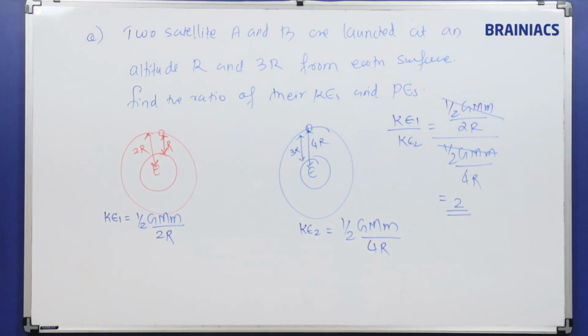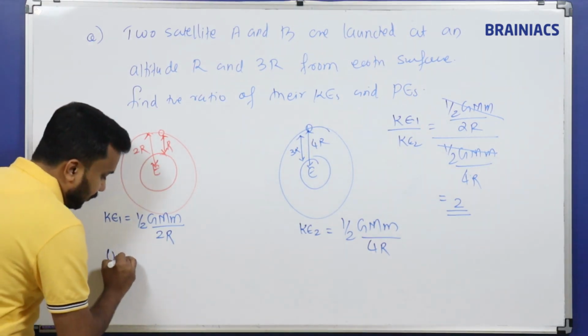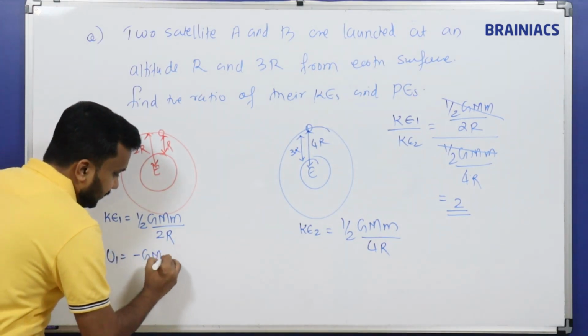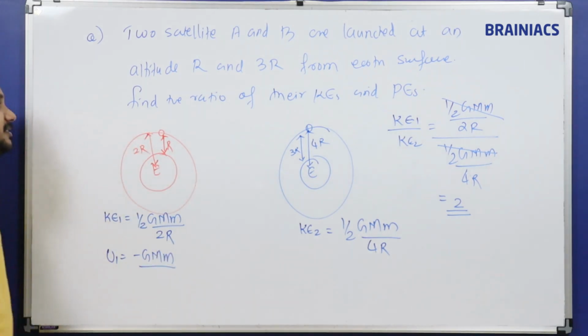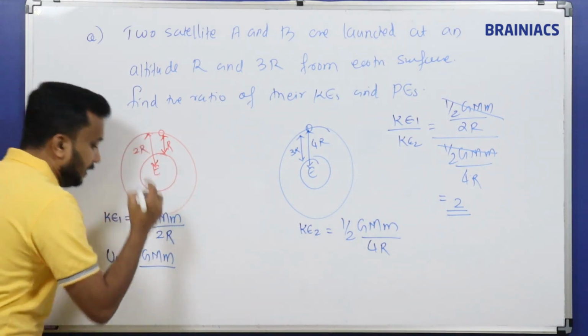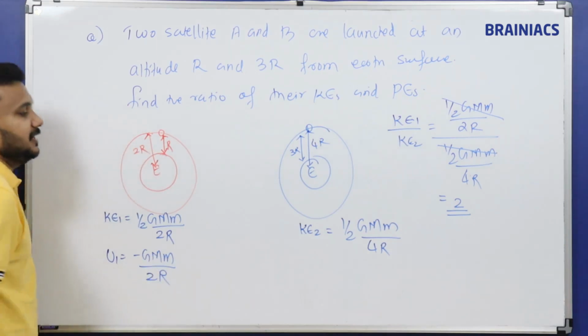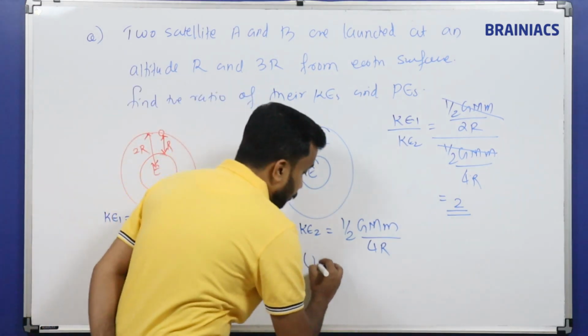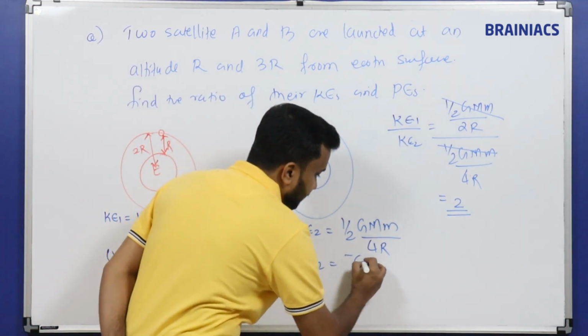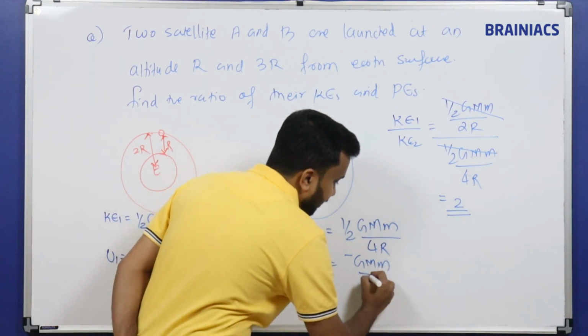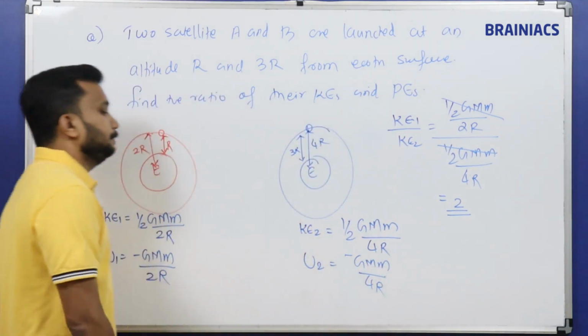Answer is 2. I am writing potential energy. Potential energy is minus GMm by the distance of the satellite from the center, again 2r, always the distance from the center. U2 equal to minus GMm divided by 4r.